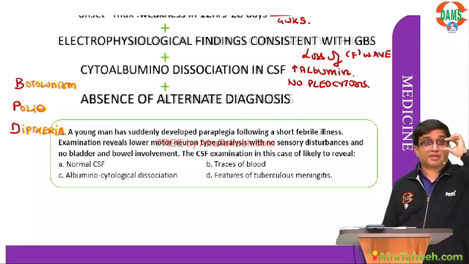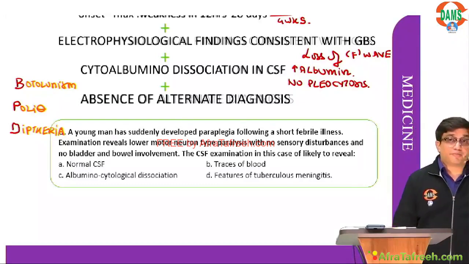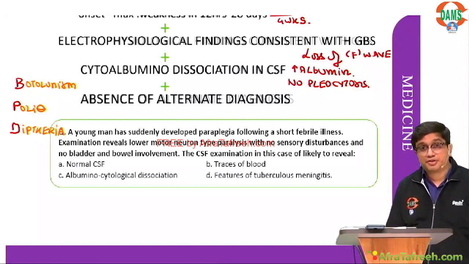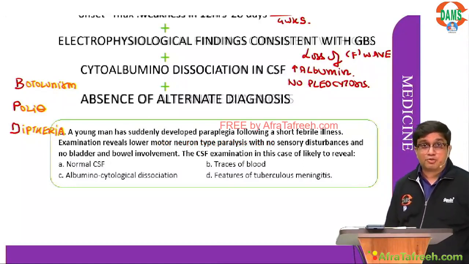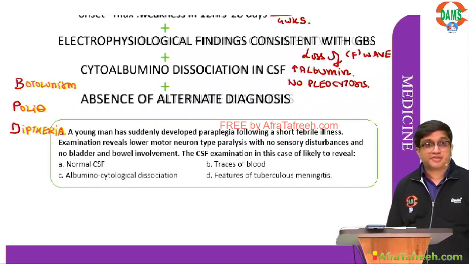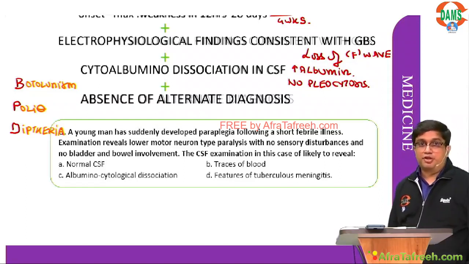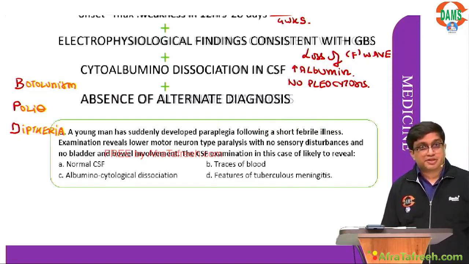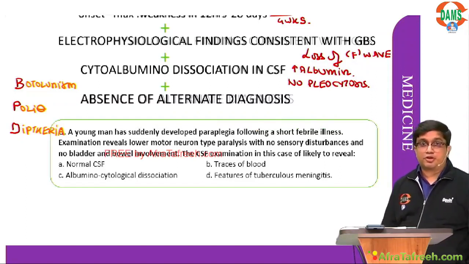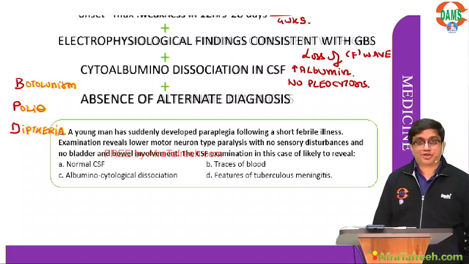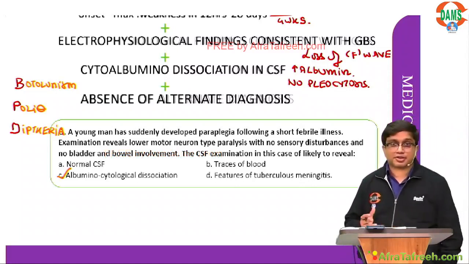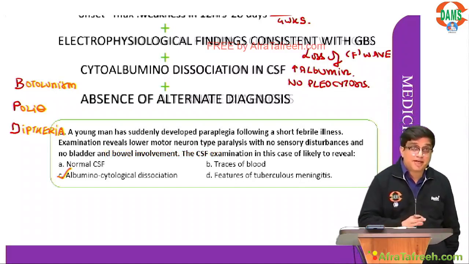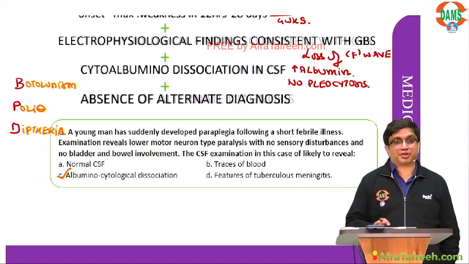The young man had suddenly developed paraplegia following a short febrile illness, lower limb weakness after some infection, post-infectious. Examination reveals a lower motor neuron paralysis, that means flaccid areflexic, with no sensory and no bladder and bowel involvement. The CSF examination is likely to reflect what? GBS, what is it going to likely reflect? The albuminocytological dissociation, high albumin and no pleocytosis. Simple thing, right?